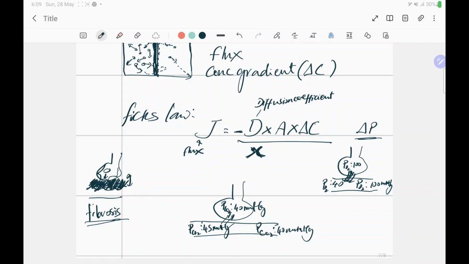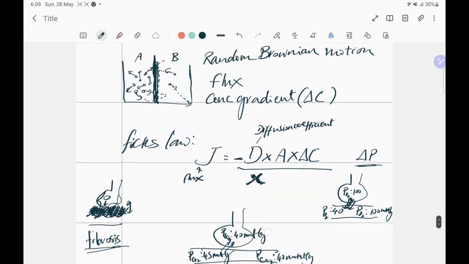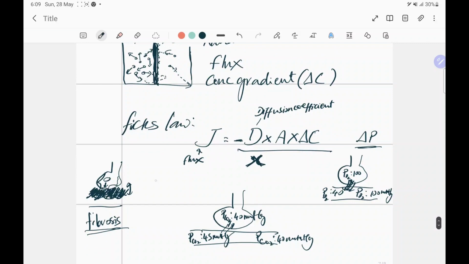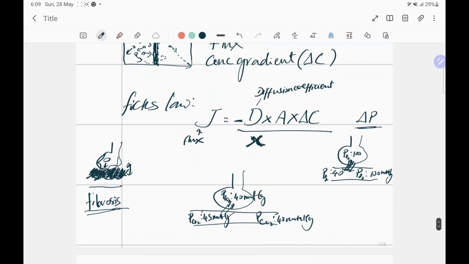Now, what is this diffusion coefficient? This diffusion coefficient is a constant. It's a constant which we get from something called Graham's law. So what is Graham's law? Graham's law: the diffusion coefficient is the solubility of that molecule which is going across the membrane, in that membrane, divided by the square root of the molecular weight of that molecule. So what does that mean?